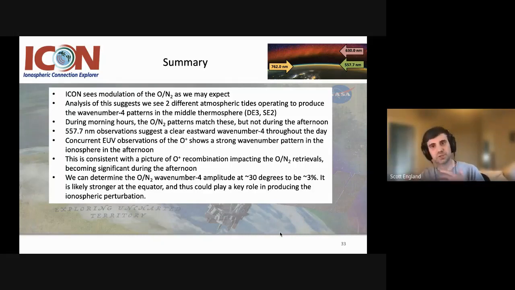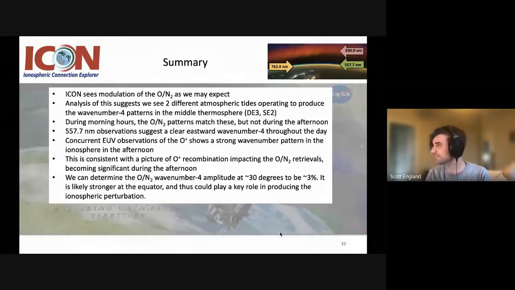If we extrapolate from this, we can say we were seeing about a 3% amplitude in this O2/N2 compositional variation at about 30 degrees north, which is not where these tides are maximizing, right? They maximize near the equator. So maybe the variations are stronger near the equator, and maybe this is playing an appreciable role in perturbing that ionospheric density that we were seeing at the start.